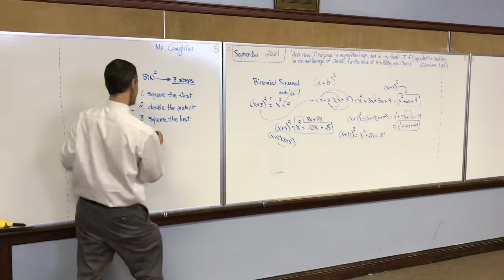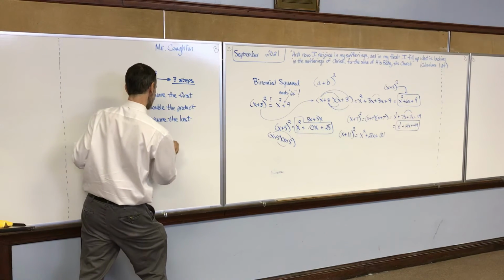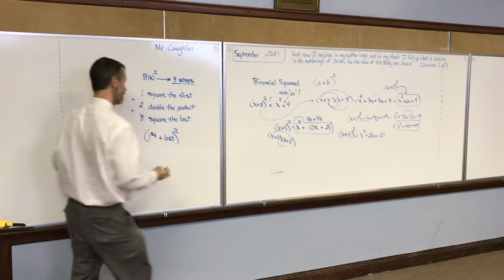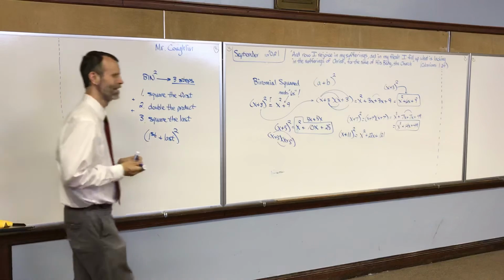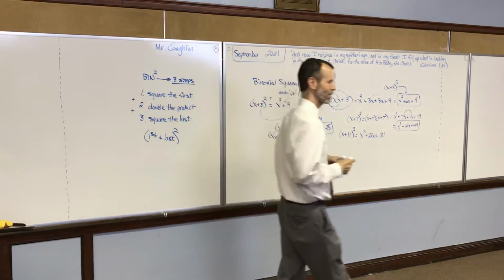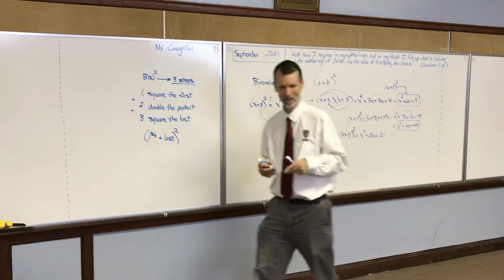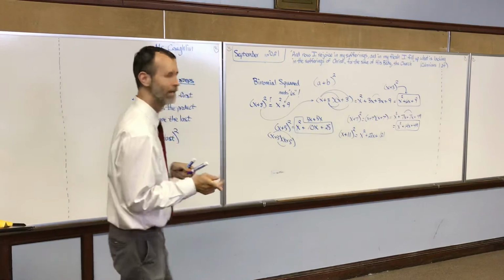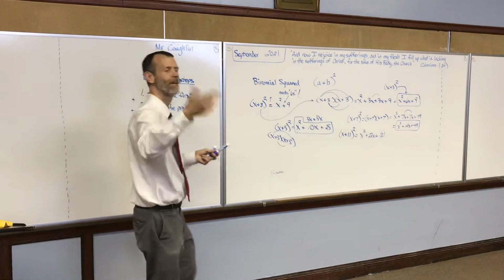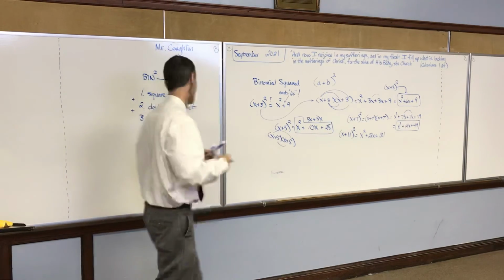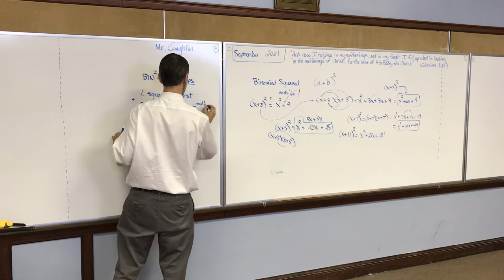Square the first, double the product, square the last. What does this mean? It's basically first plus last, parentheses squared. Square the first, double the product, square the last. Can somebody refresh my memory? What does product mean, Aaron? It's the answer to a multiplication problem. Yeah, addition is sum, difference is subtraction. Product is multiplication.